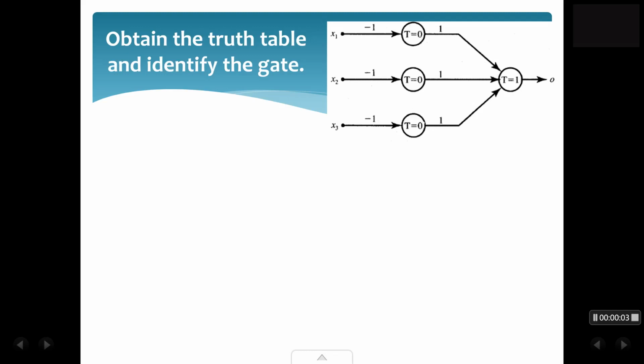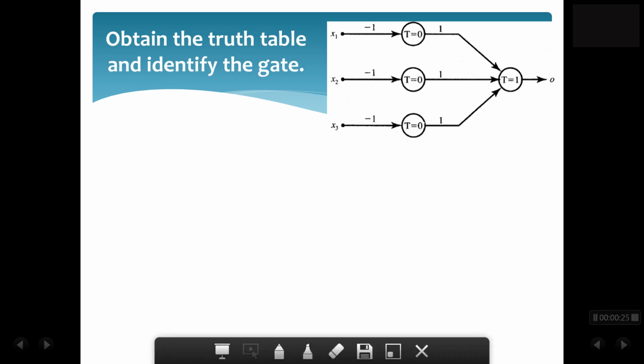Okay, this is the first problem. Obtain the truth table and identify the gate. So this is a neural network which is given to us and we have to identify which gate it is. So the weights, the threshold, everything is given, and as you can see there are 4 neurons. First neuron, second neuron, third and fourth neuron.